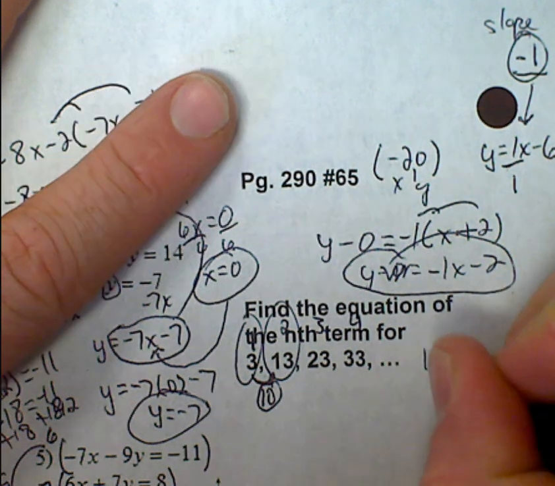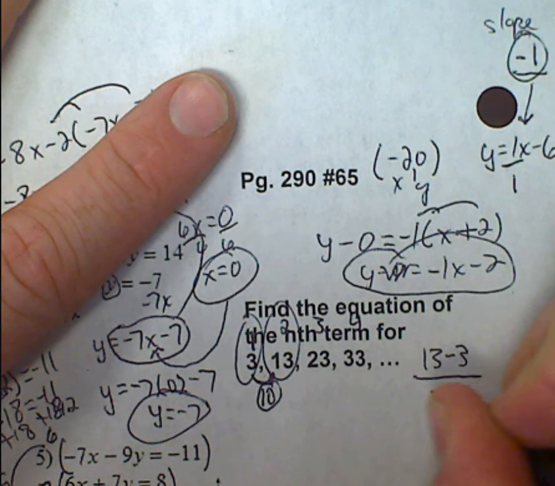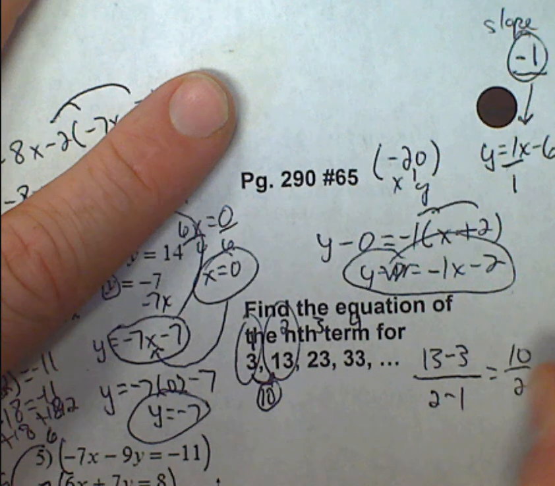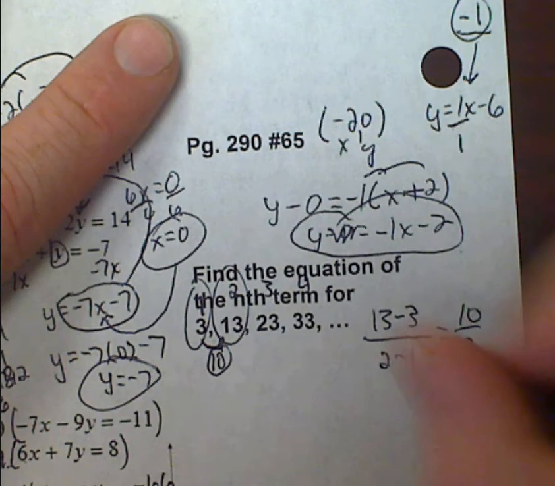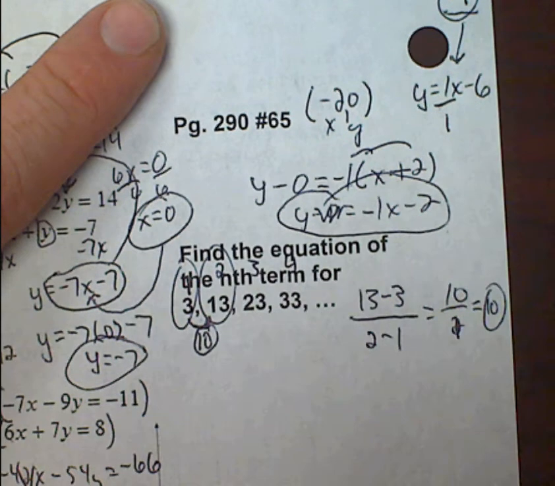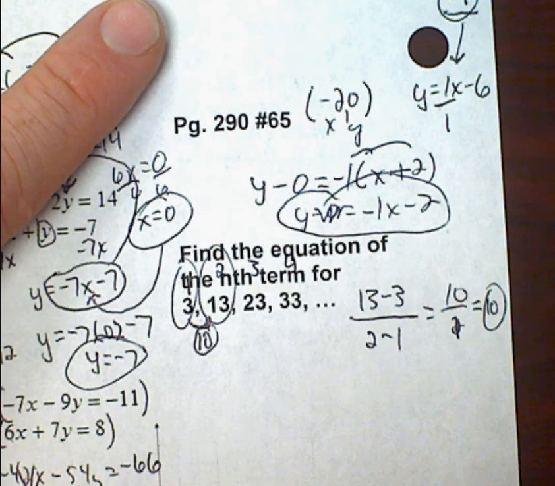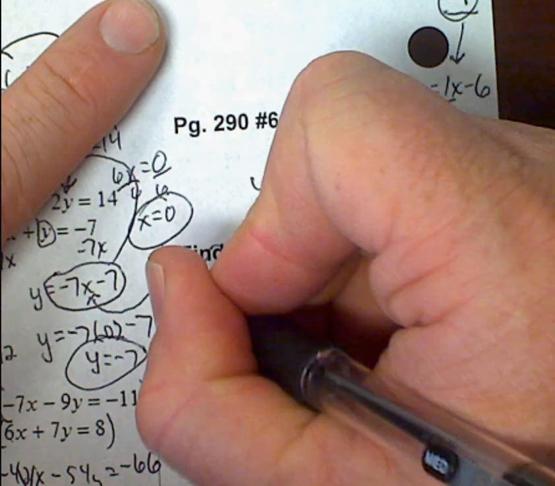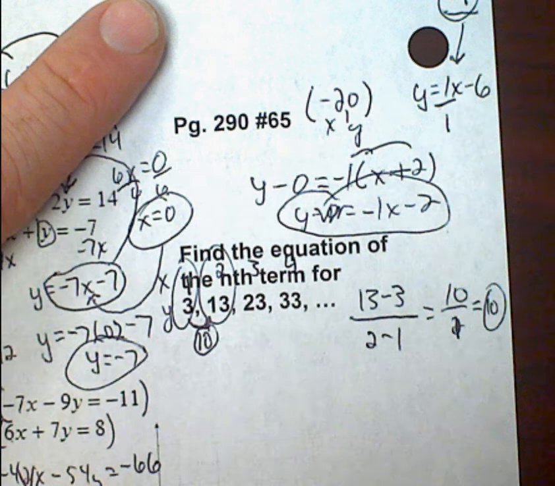So let me double check. 13 minus 3 over 2 minus 1. 10 over 2, or sorry, 10 over 1 gives me 10. So that is my slope. Now I can choose a point. 1, 3 would be my point. So x is 1, y is 3.